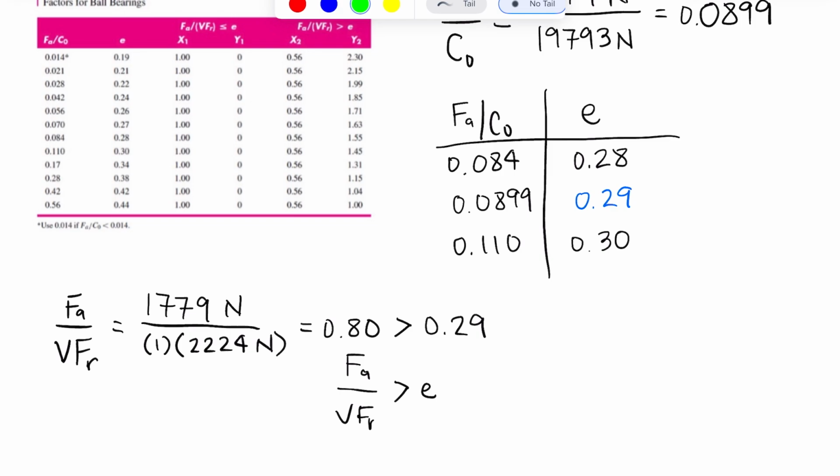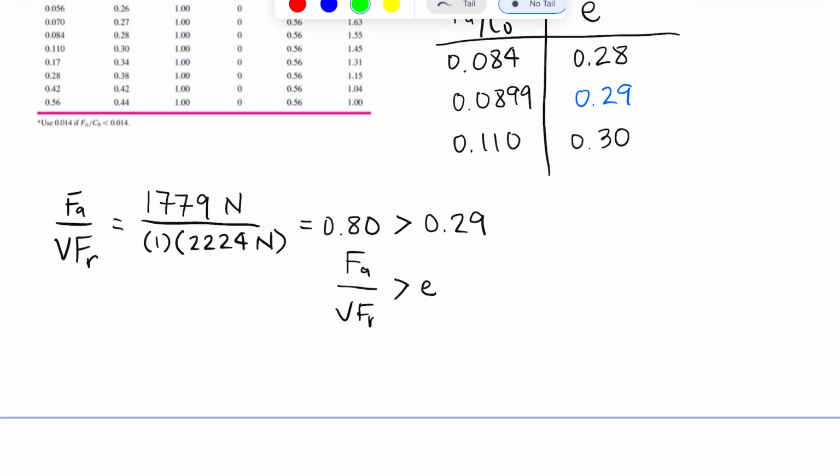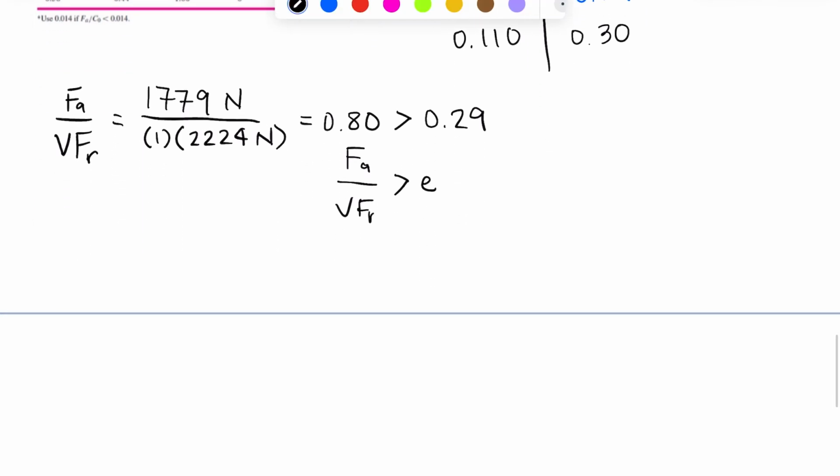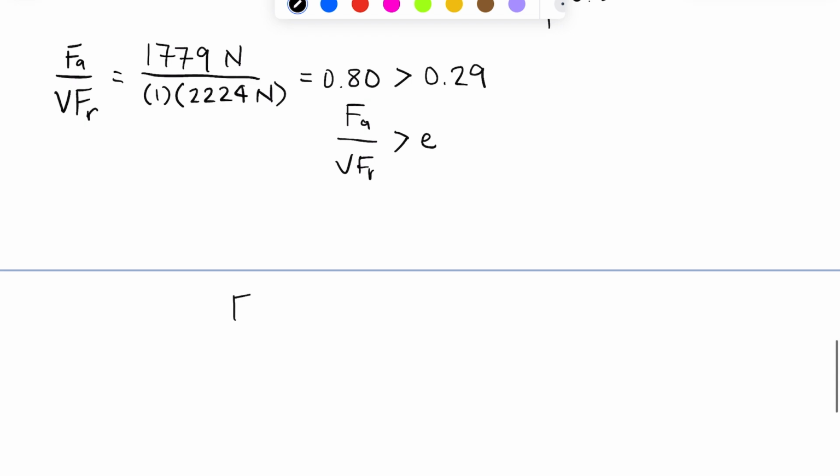So now we're going to need to get our X and Y values so that we can calculate what that equivalent radial load actually is. And remember, the equation for that is going to be Fe equals X2, because we already know that we are on that side of the graph, times VFr, plus Y2 times Fa. Okay, so we need to find X2 and Y2.